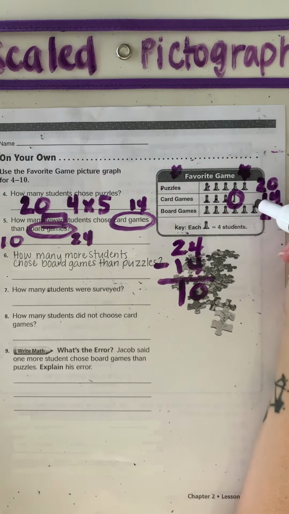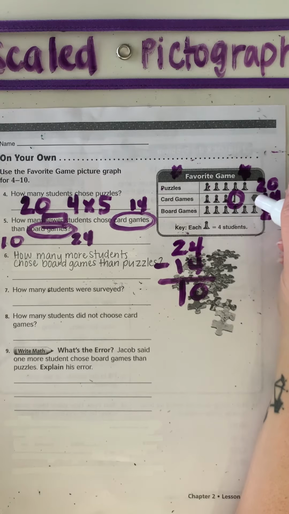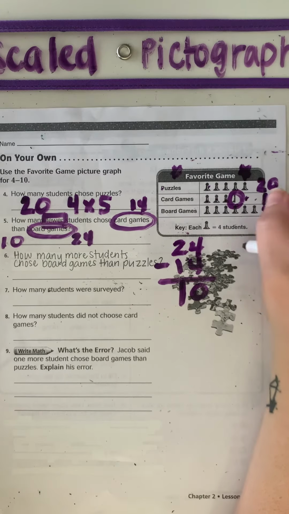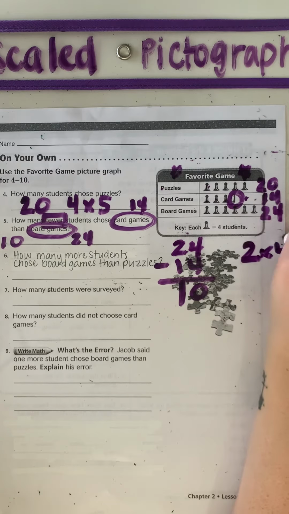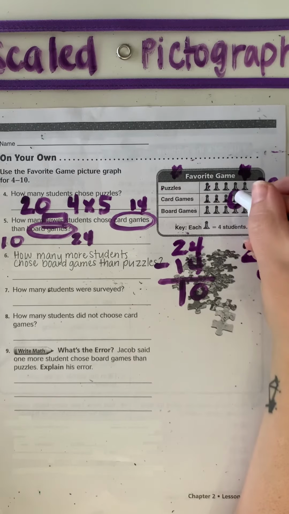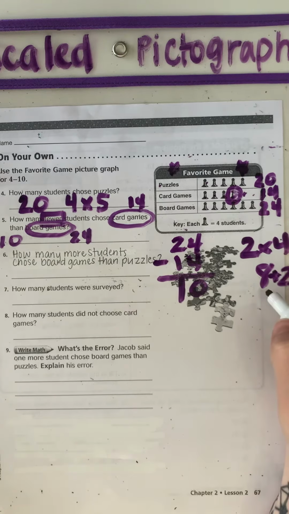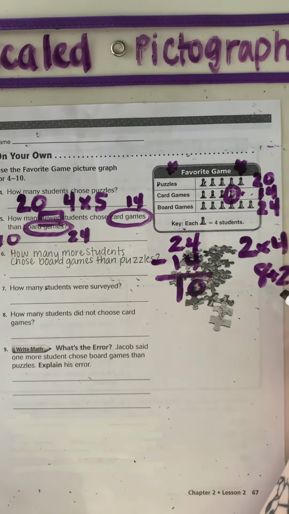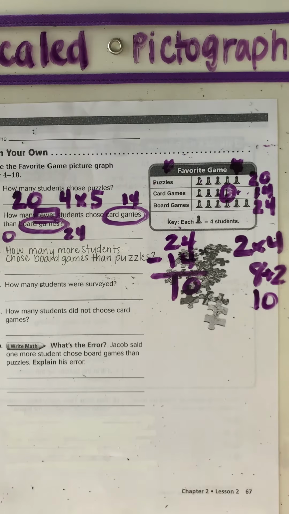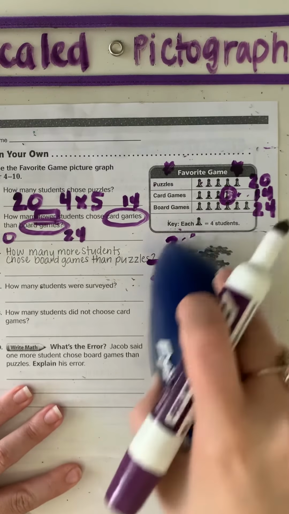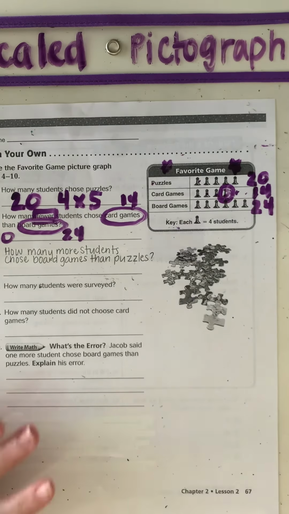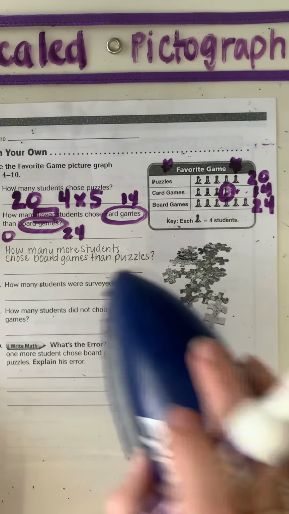You can also use the graph to help you. You can see that there was 1 piece, 2 pieces missing. So 2 times 4, that gives you 8. And then you need another half piece to complete that. And we said half is 2. So if you do 8 plus 2, that would give you 10. So either way you do it, you're going to get the same answer. Just going to clear that off so that there's no space there.